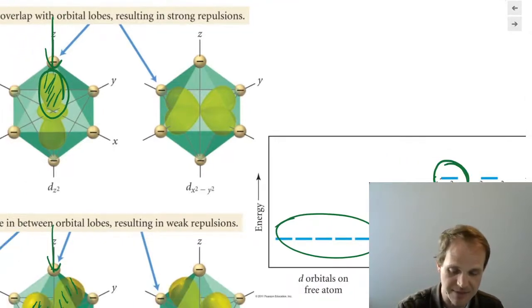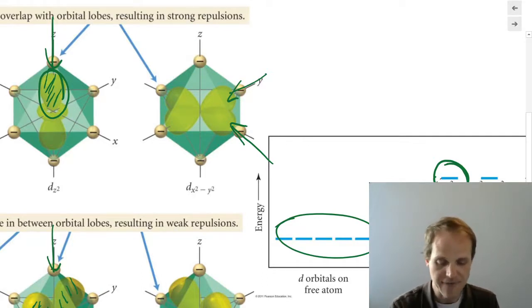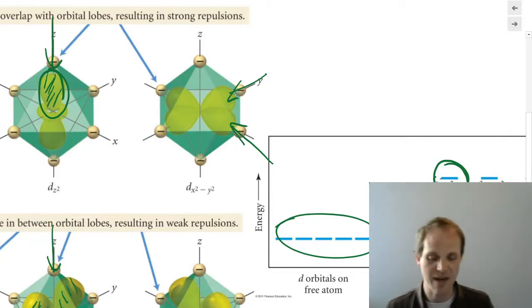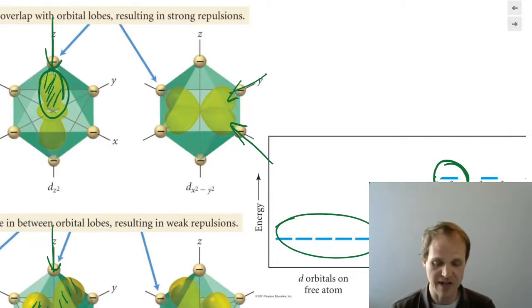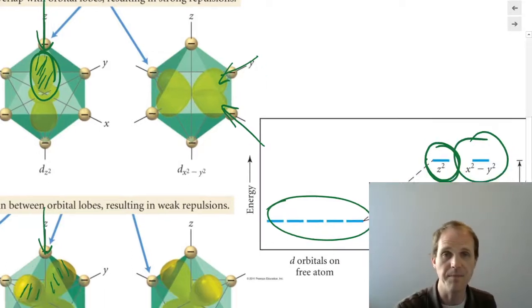The same thing happens here. If I bring in something along these axes here, not so much on the z, it's going to raise the energy of my x squared minus y squared d orbital by quite a lot, and I get this one up here.